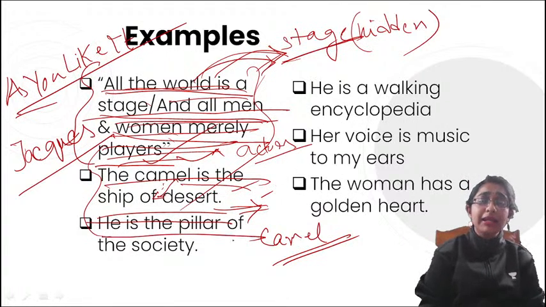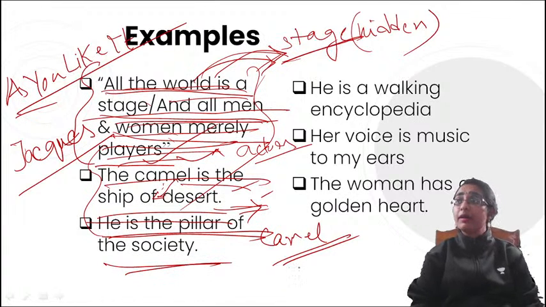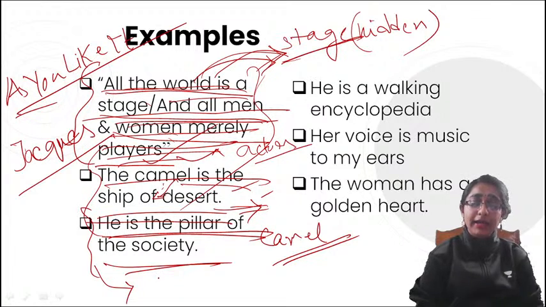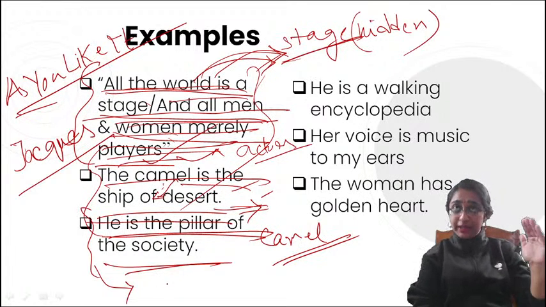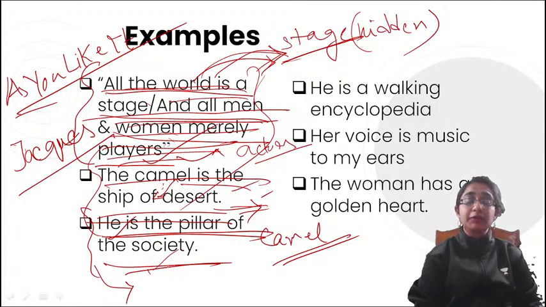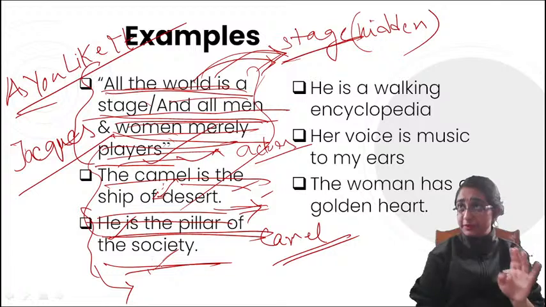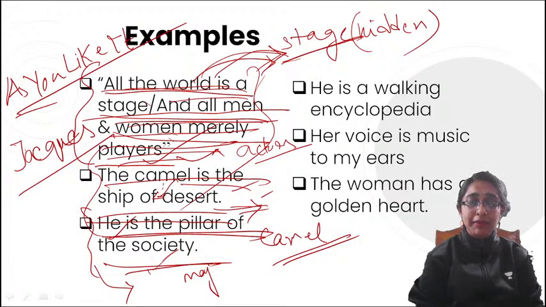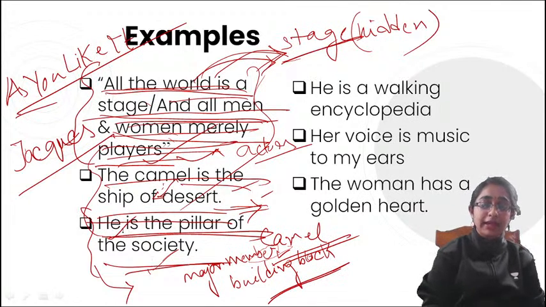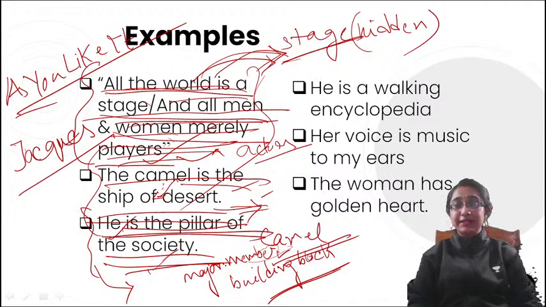Next, he is the pillar of the society. Now, what is the point of comparison? It means that as a pillar actually holds a building straight, holds a building perfectly, similarly, this man is actually the major member of a society. He is the building block of the society. So that is the point of comparison. He is the pillar of the society.